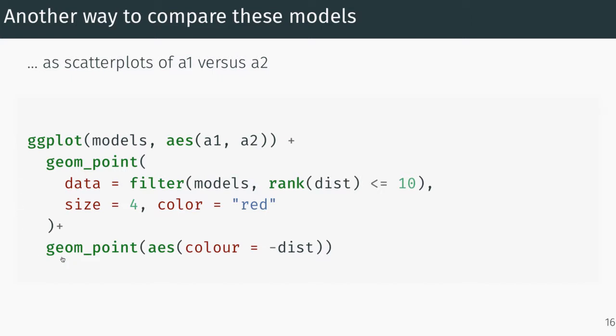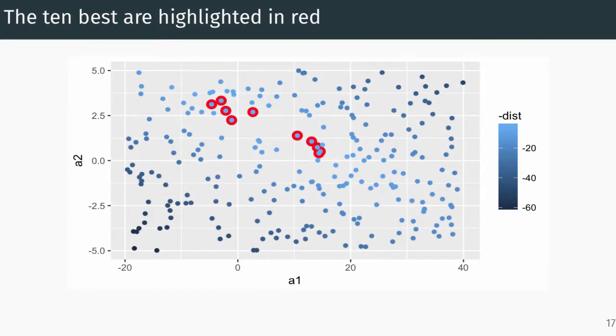So this is the scatter plot of all of the points, all of the A1s and A2s, so there are 250 of these. And this is a scatter plot of the 10 best ones with a larger size and a red color. So imagine these as happening one at a time. The way that ggplot plots is it first lays this down and then it lays this down. So this is kind of the basis, and this is large red dots, and then we're putting small dots on top of that that are colored by negative distance.